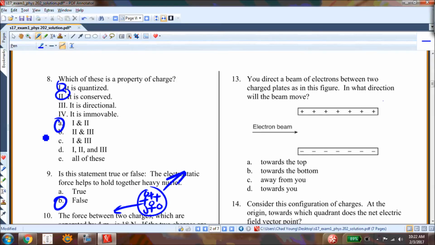Alright, I have this electron beam that goes into these 2 plates. They're going to move in this direction. You can think about it a couple ways. Really, the best way to think about it is the electric field is in this direction, and electrons move opposite the direction of the electric field.